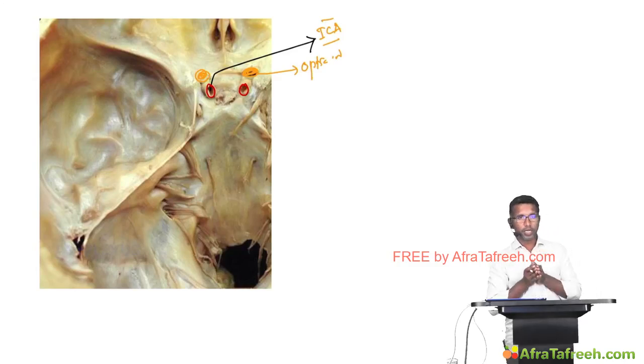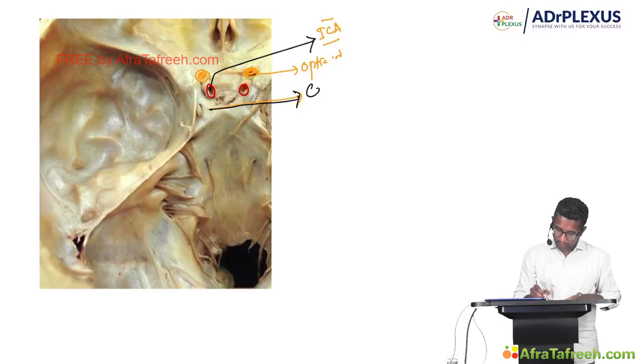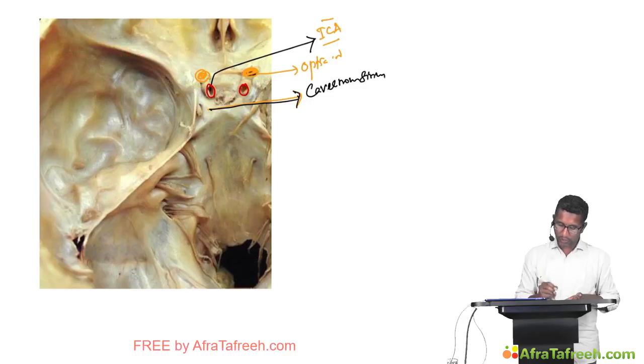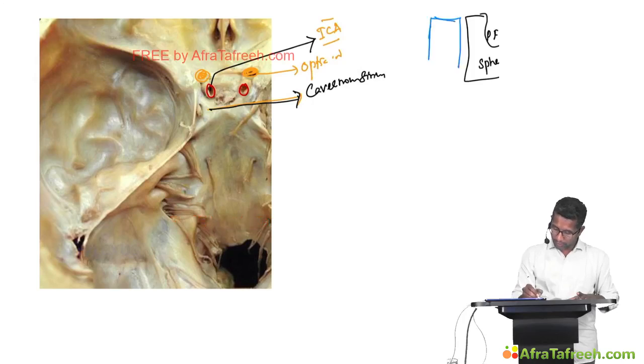Okay, so internal carotid artery is passing through a sinus. That sinus is called cavernous sinus. I hope you would have seen this diagram in your UG days. So this will be the pituitary fossa. This is the sphenoid bone. This is the pituitary fossa. On the side you have the cavernous sinus here.